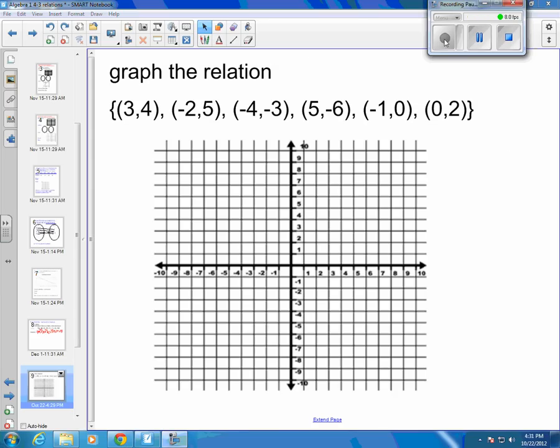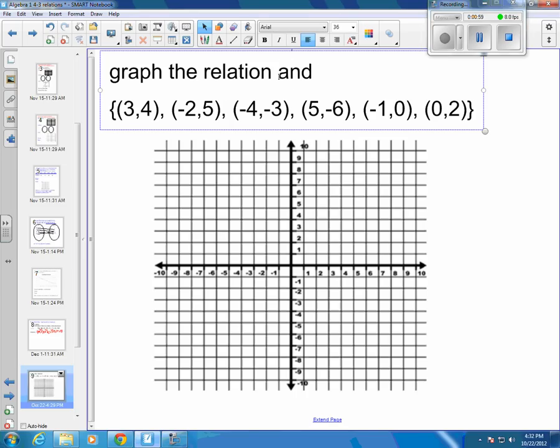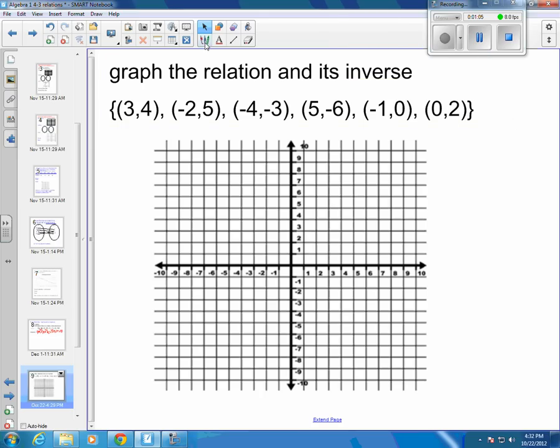So finishing up this example with graphing relations, I want to graph this relation and its inverse, and see if I can notice anything about them. So let me graph the regular one first, and we'll just graph it in red. So that is the point 3, 4. So 1, 2, 3, 1, 2, 3, 4. That's our first point. Check.